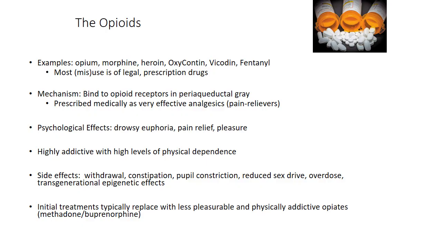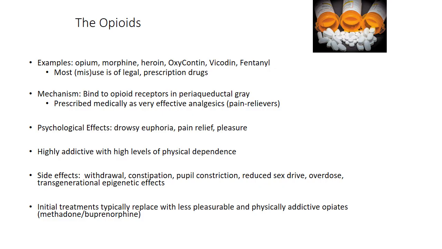Next up, and finally, we have the opioids. This is a class of drugs that includes opium, which is where the name comes from, derived from poppy plants, so it's natural. And all natural things are good, right? Morphine, heroin, OxyContin, Vicodin, fentanyl. You've heard of lots of these. They're all very similar substances.